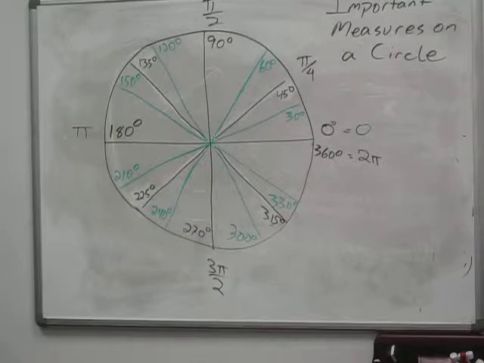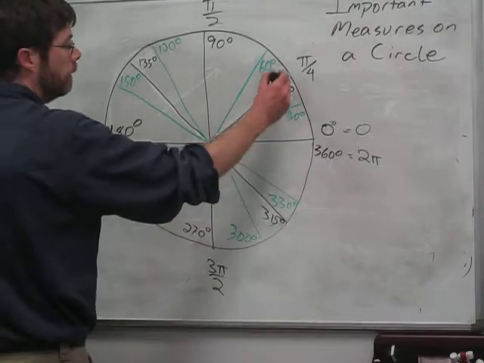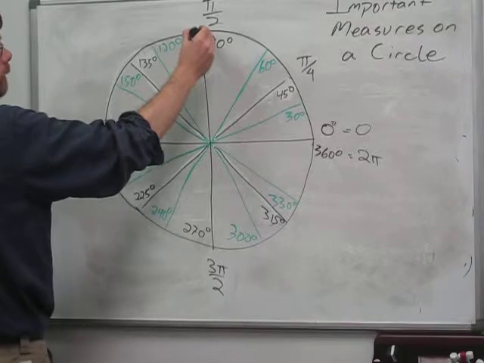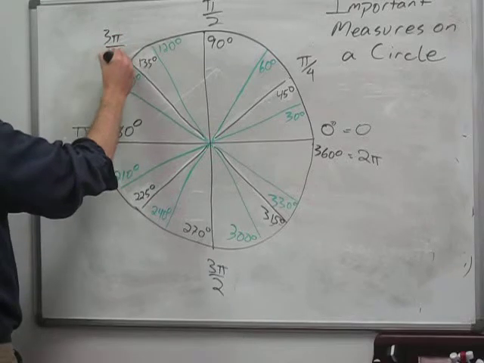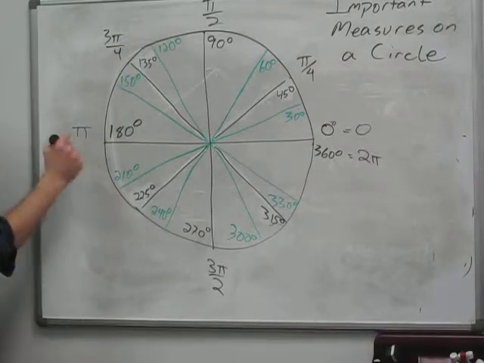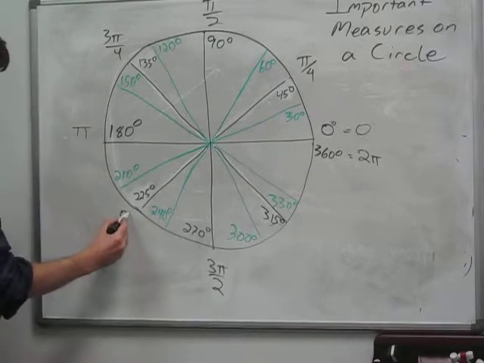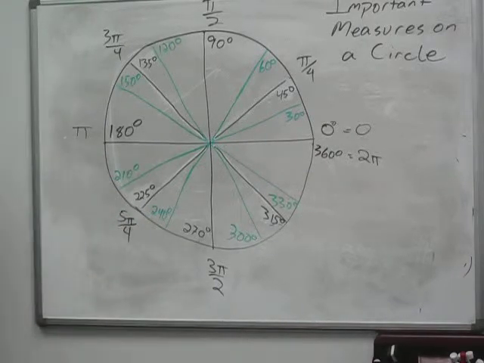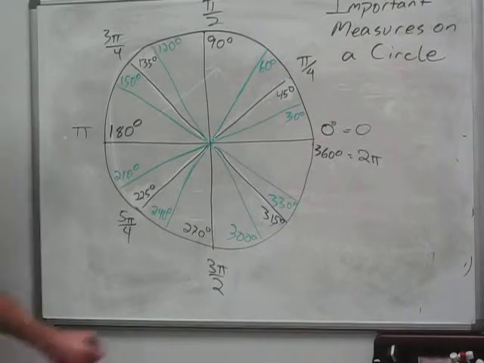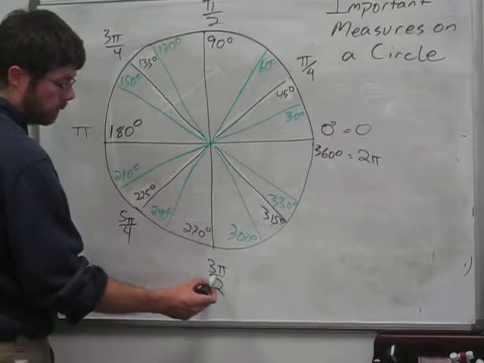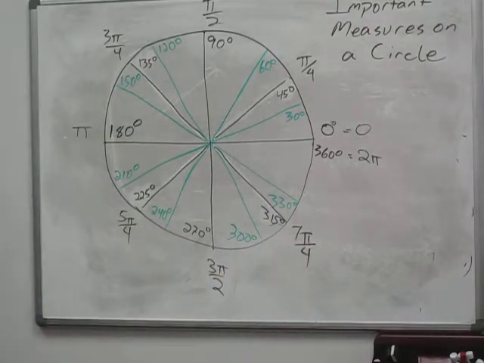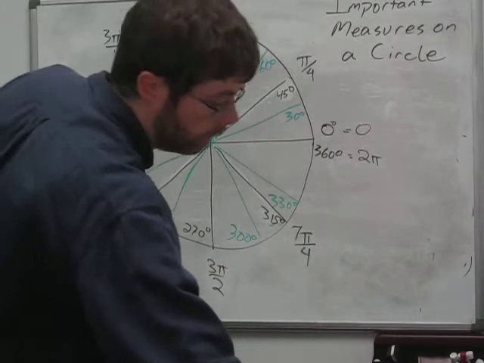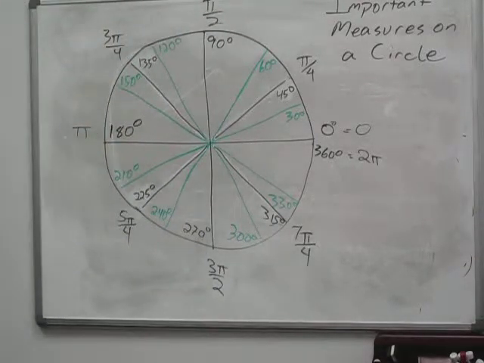And let's go ahead and work the multiples of pi over 4. Pi over 4, 2 pi over 4, which is pi over 2, 3 pi over 4, 4 pi over 4, which is pi, 5 pi over 4, sitting down at 225 degrees, 6 pi over 4, which is 3 pi over 2, 7 pi over 4 is over at 315 degrees. So those are the multiples of pi over 4, or equivalently the multiples of 45 degrees.